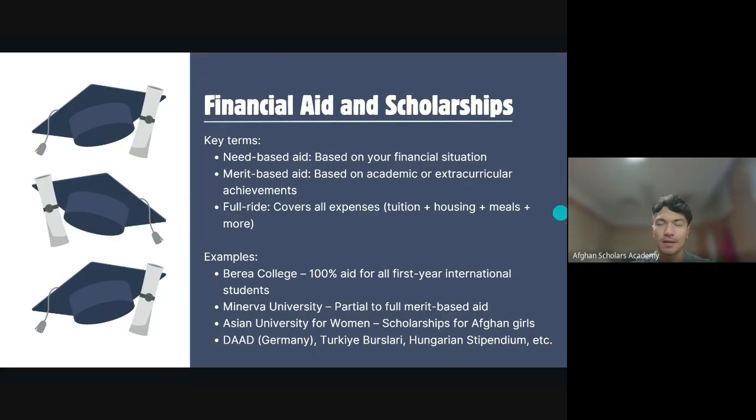If you get a full ride, that's a very good opportunity that you should go for. For example, Berea College is a 100% full ride for all first year international students. Minerva University offers partial to fully funded merit-based scholarships. It's in California, a very good university. And Asian University for Women has specific scholarships for Afghan girls, so try to consider that.